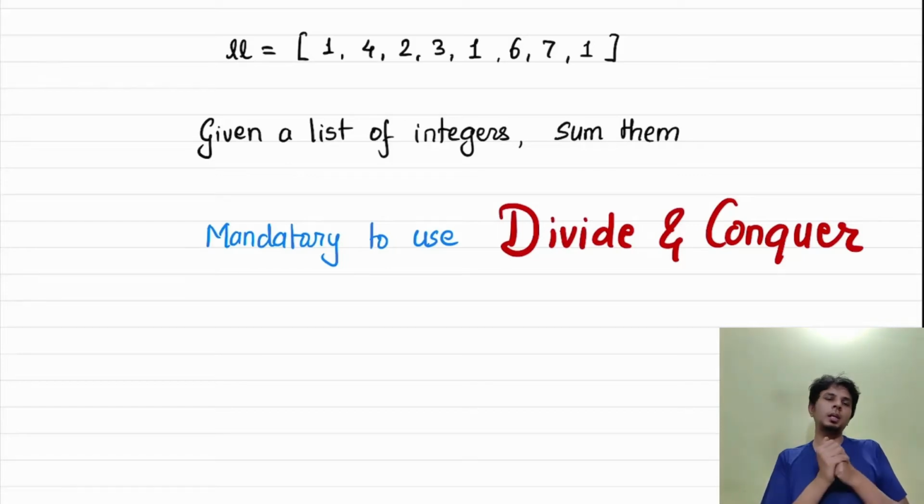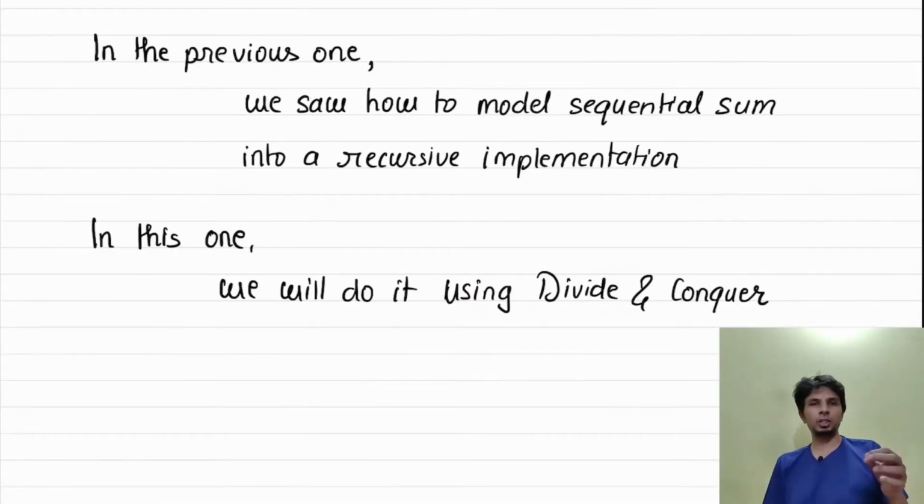So in this one, we'll be doing summation of a list of numbers using divide and conquer. In the previous video, we saw how to model a sequential summation using a recursive implementation. It was a classical case of n-1 recursion. In this one, we'll put our focus more towards divide and conquer, and instead of doing it in n-1, we will be dividing it into n by 2.